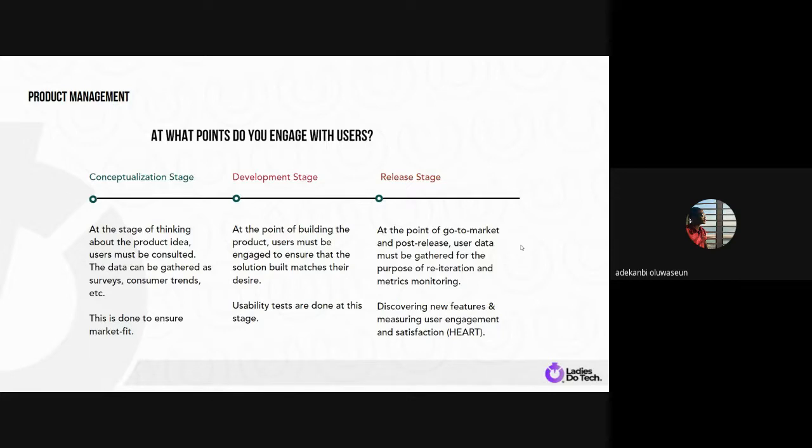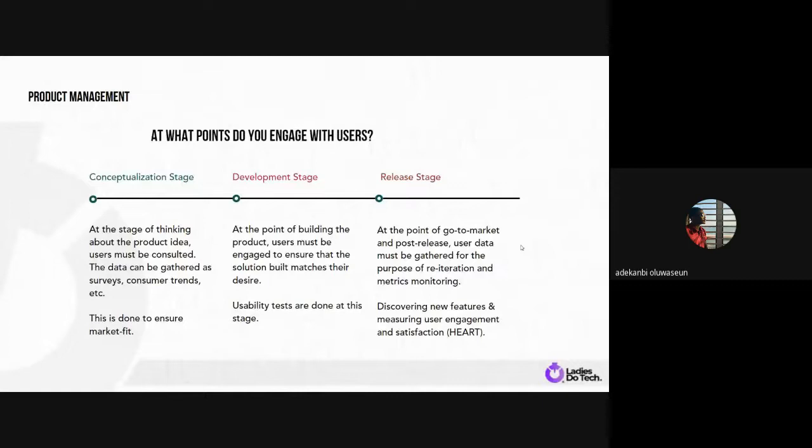The third thing is the release stage. At the point of go to market, when you are about to launch the product, or even post release, maybe two or three months down the line after you've launched, you also want to hear from your users. Why must you do this? The two things I pointed out are for the purpose of iteration.